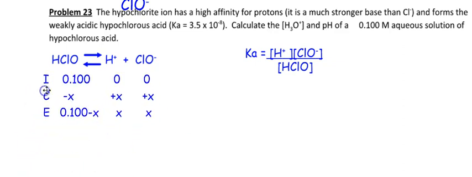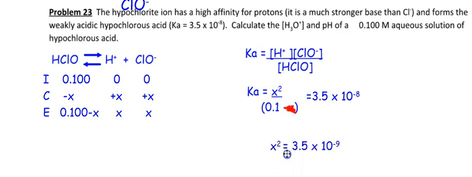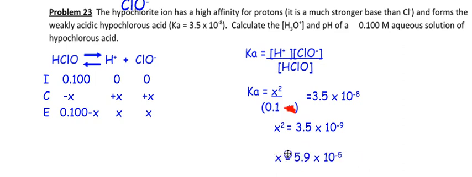Here's my ICE table, all right? So again, it's 0.1, x, x. And here's my equilibrium expression, my law of mass action, if you would. And here's my Ka. It's equal to 3.5 times 10 to the negative 8. Now, what is it that we could do? Okay, we can cancel this out, right? So now what? I'm going to multiply both sides by 0.1, so x squared is 3.5 times 10 to the negative 9th. And now I took the square root of it, and I got 5.9 times 10 to the negative 5th. So what should I do?